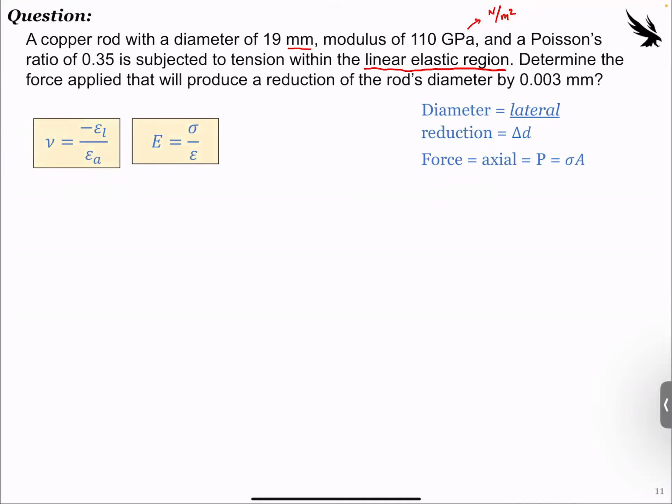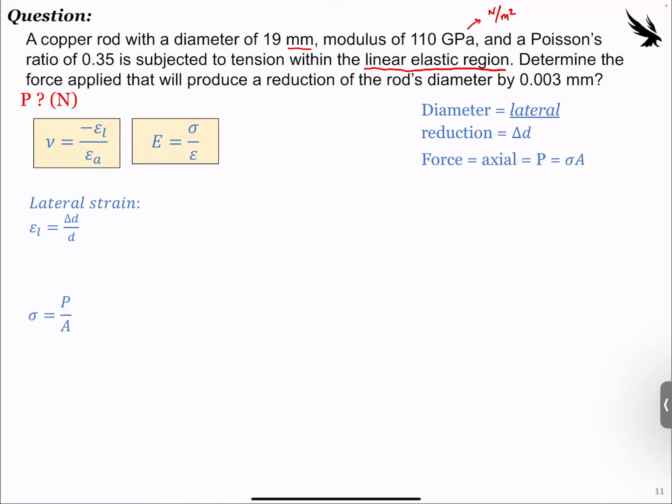So we know we're going to use the original equations from the last example too: Poisson's ratio and Hooke's law. We're told it's already in the linear elastic region, so we don't necessarily need to check that the axial stress is less than the yielding stress. And it's kind of nice because we're not given a yielding stress anyway. Remember though, we're asked to find P, the force, the load, which will be in newtons. So we need to ensure that everything cancels out such that we're in newtons.